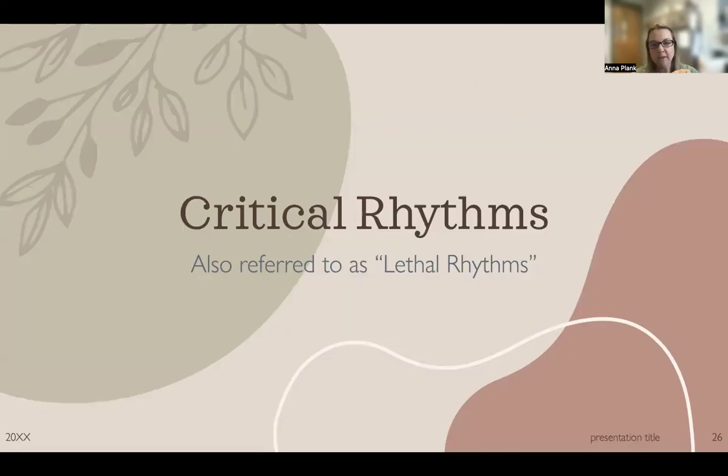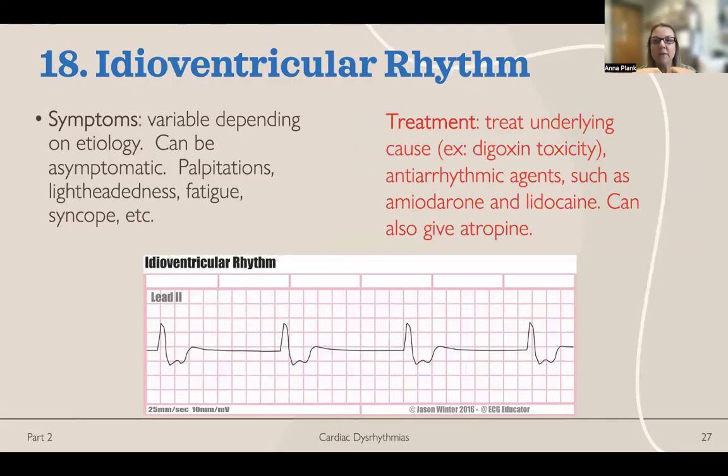Okay, this next group of rhythms we're going to call our lethal arrhythmias, right? Because if left untreated, they are not compatible with life for very long. So this first one is called an idioventricular rhythm. If you look at that, it probably couldn't spread out much further, right? It is so stretched. We don't see a P wave. Here we've got a rate of about 40.